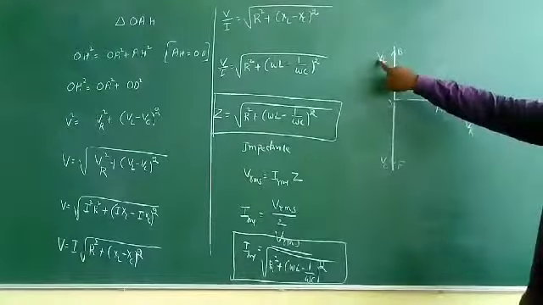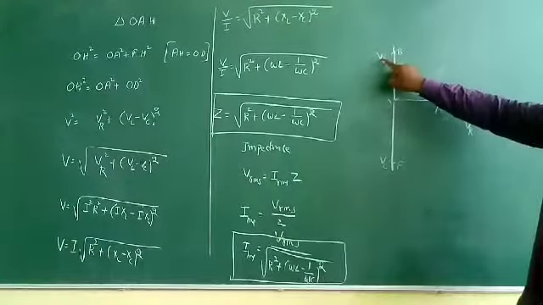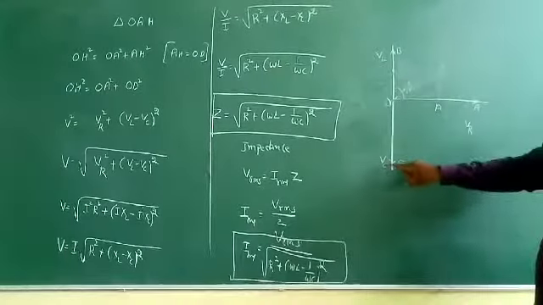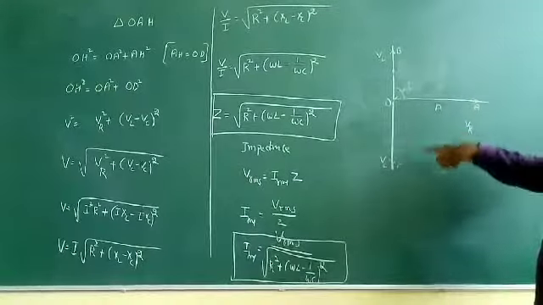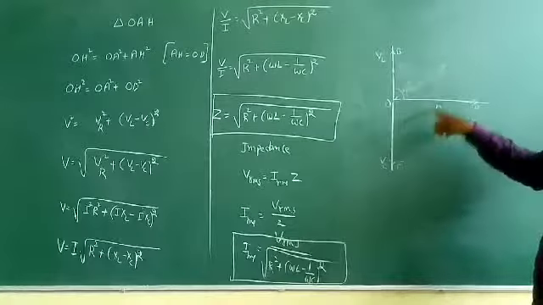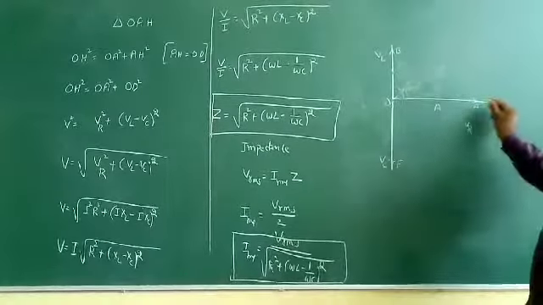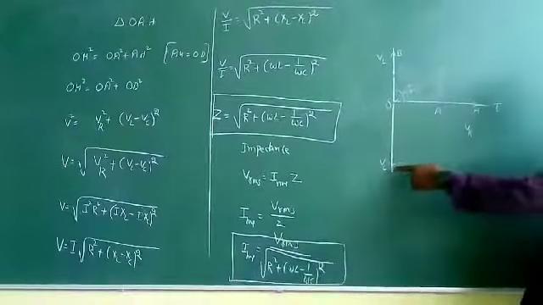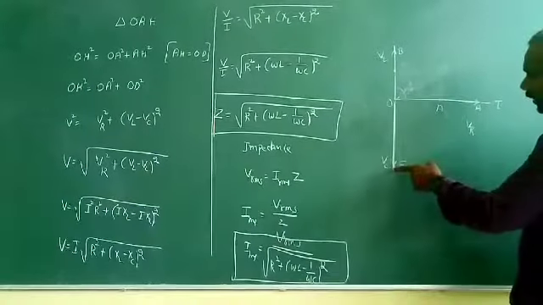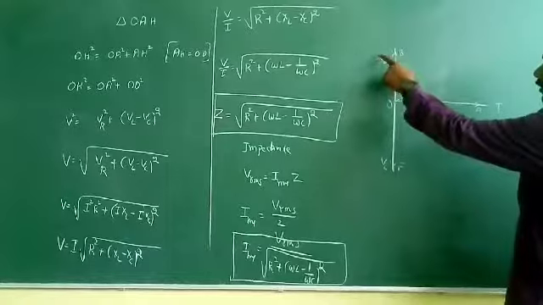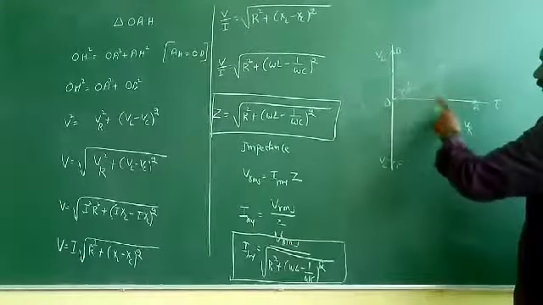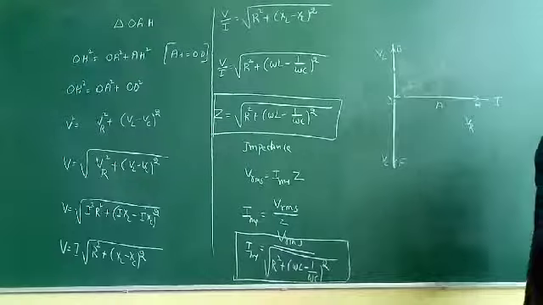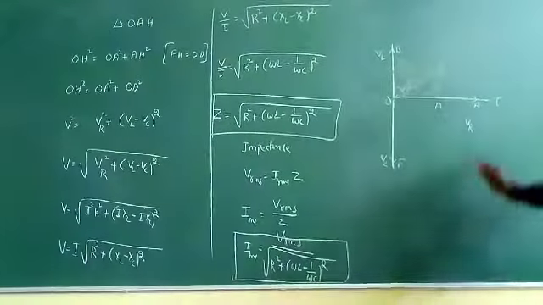For inductor, voltage leads the current. How much angle? 90 degrees. For capacitor, current is leading the voltage, because this is the current line, this is the voltage line. For capacitor, current is leading the voltage. For inductor, voltage is leading the current. But for resistor, both are lying on the same line. That is the reason there is no phase difference.